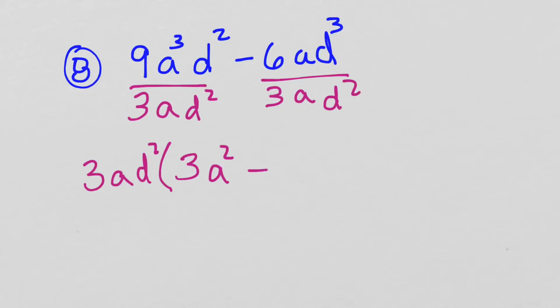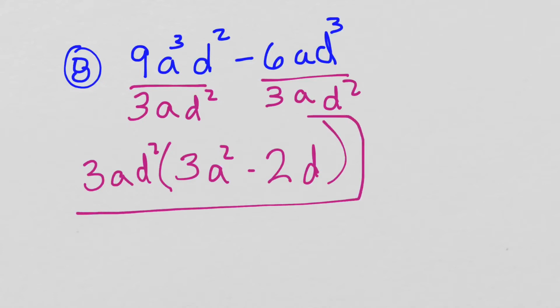Now I'm going to do 3 goes into 6... I'm sorry, not 3 times. Let's try 2 times. So this would be a 2. Where do I have more A's? I don't, so I don't have to write it. Where do I have more D's? I have one more D on the top. So my answer is going to be 3AD squared times parentheses 3A squared minus 2D.